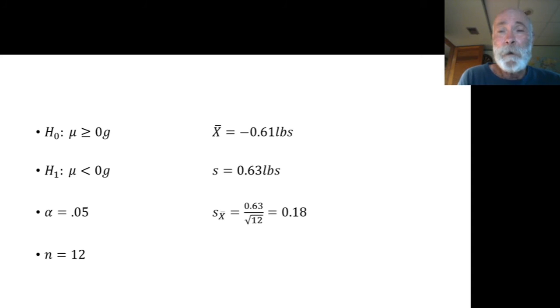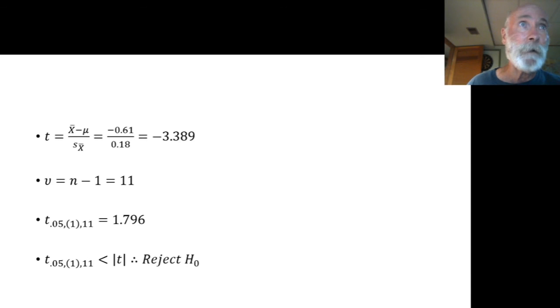Now, our null hypothesis is that mu is going to be greater than or equal to 0 versus the alternate, that is, mu is going to be less than 0. So the alternate hypothesis is consistent with our research hypothesis that this drug results in weight loss. Again, we'll use an alpha value of 0.05. N is equal to 12, so nu is going to be equal to 11. X bar, the average weight change, is minus 0.61 pounds. Our standard deviation is 0.63 pounds, and standard error is equal to 0.18 pounds.